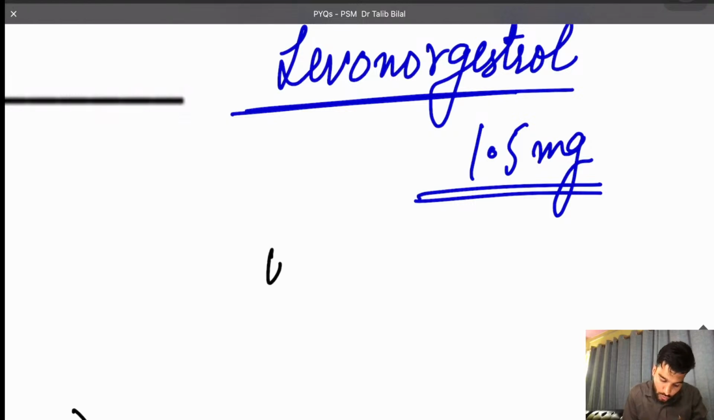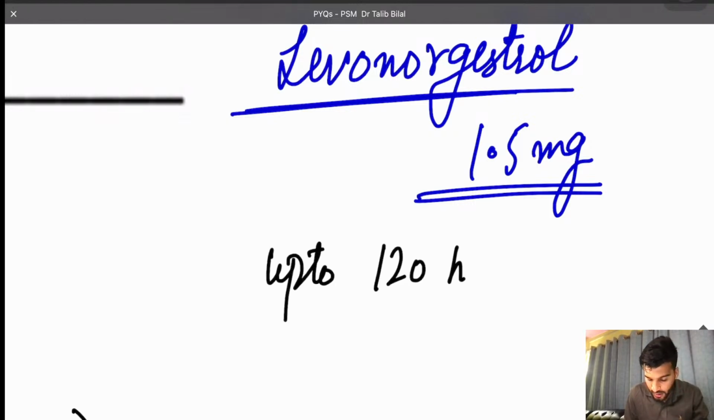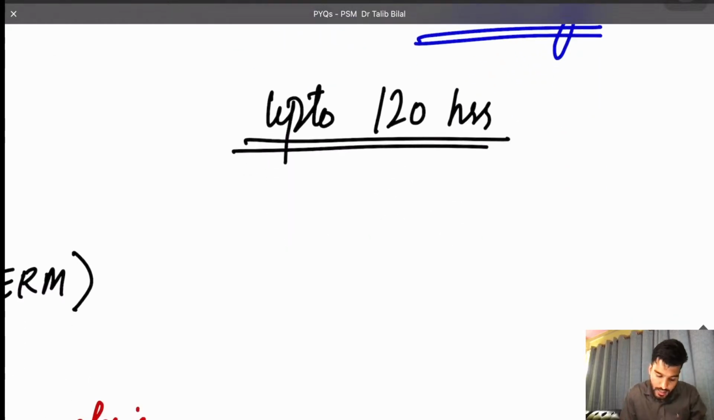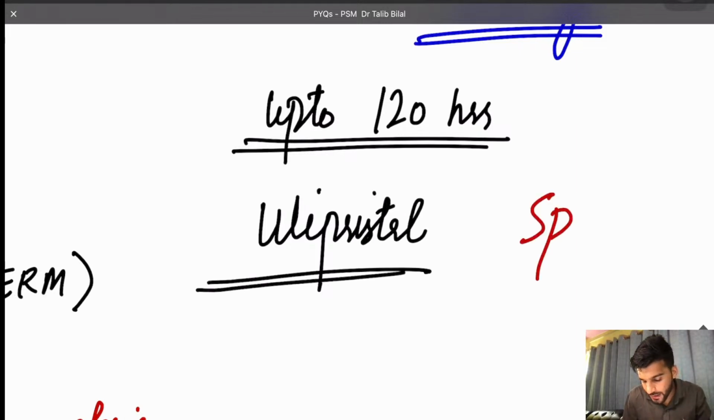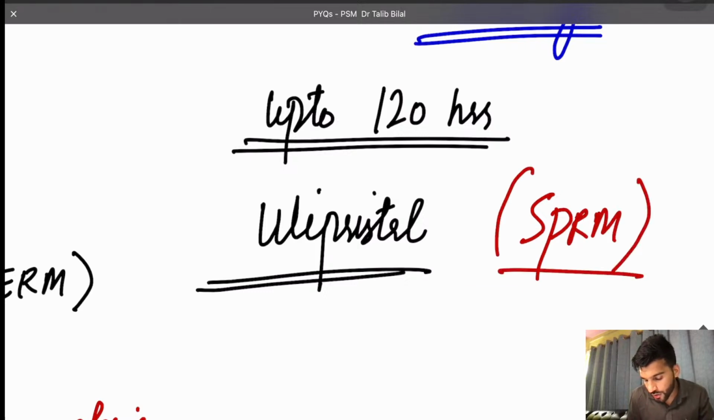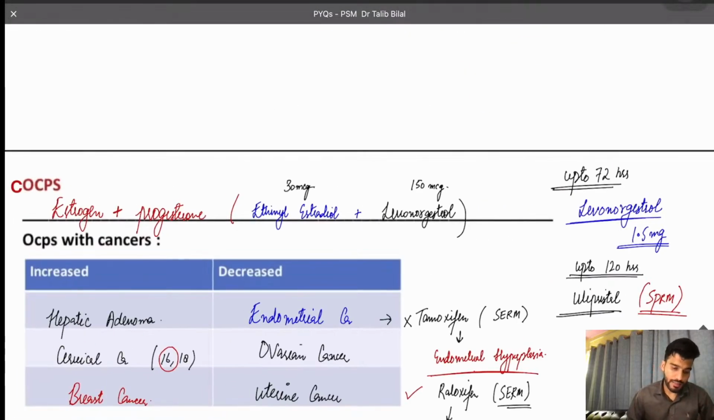The drug that can be used up to 120 hours is ulipristal, and that belongs to a class of drugs called SPRM, selective progesterone receptor modulator. Is that clear to everyone? Yes, write down in the comment section. Everyone please write it down.